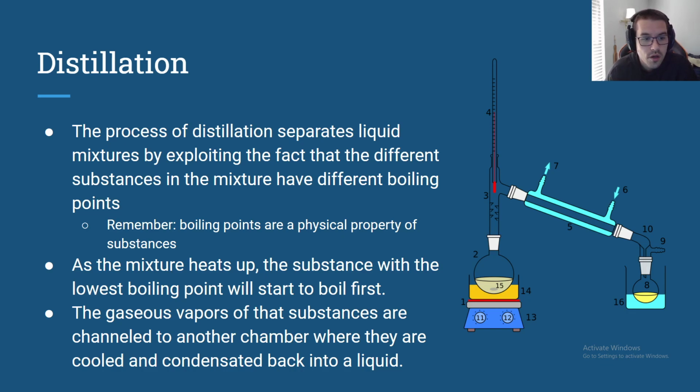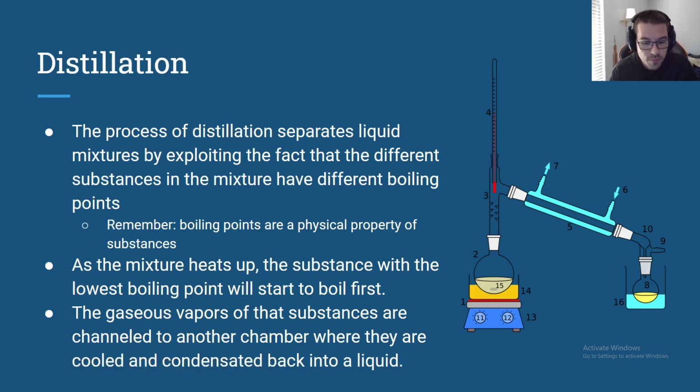So how does distillation work? What is distillation? The process of distillation separates liquid mixtures by exploiting the fact that the different substances in the mixture have different boiling points. Remember, boiling point is a physical property. I'll read this first and then I'll go to the diagram. It says, as the mixture heats up, the substance with the lowest boiling point will start to boil first.